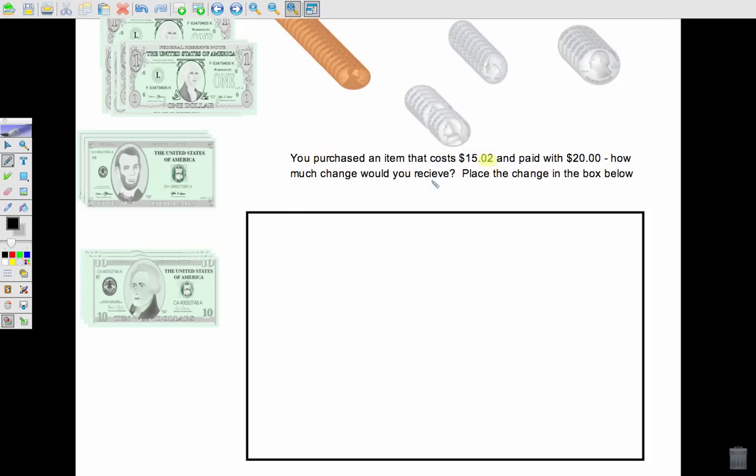We say 2, since that's a part of our price, and then I'd count by pennies: 3, 4, 5, 6, 7, 8, 9, and 10. Once I get to 10, I have something that has a 0 in it, so I switch from pennies to, yes, dimes. I'm at 10 cents, 15.10.